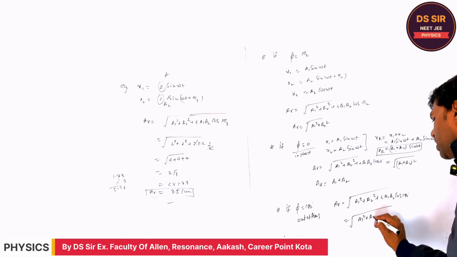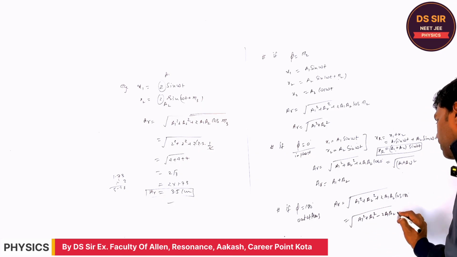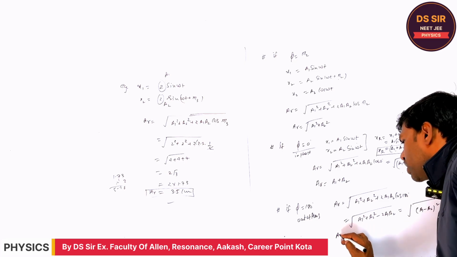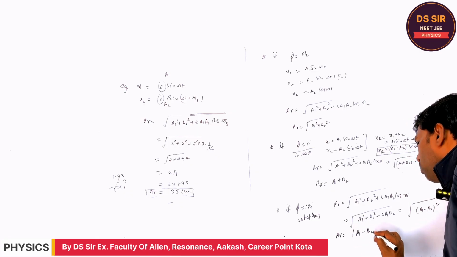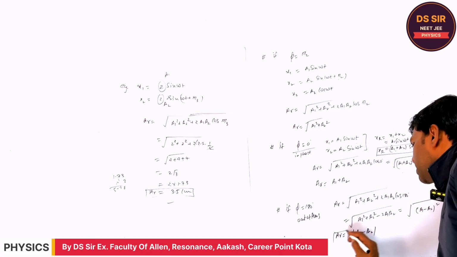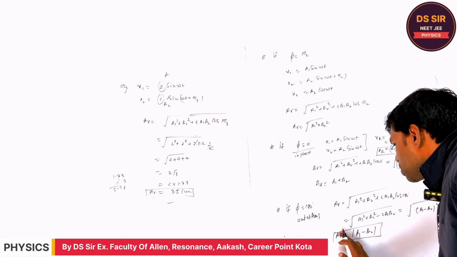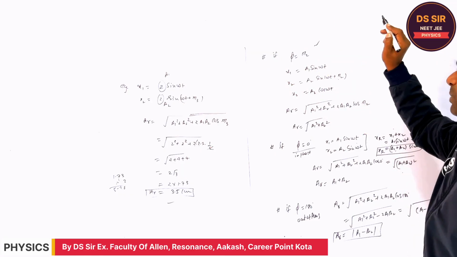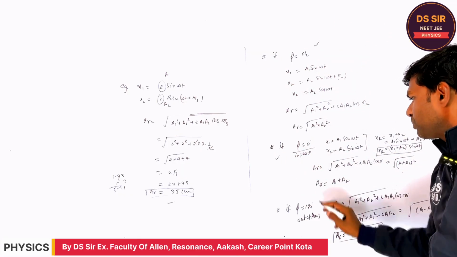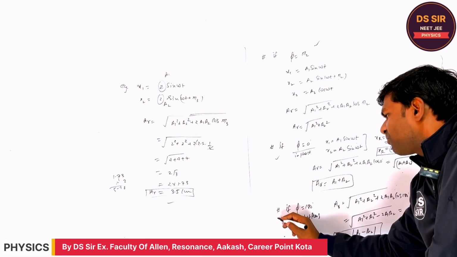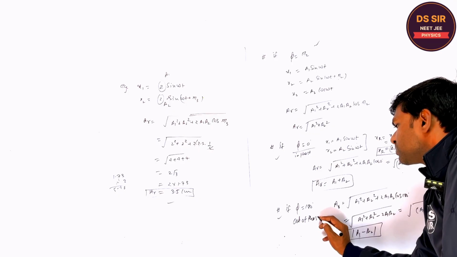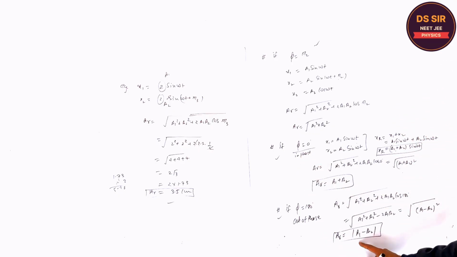So it may be written as a1 square plus a2 square minus 2a1 a2, right? It may be written as a1 minus a2 whole square. So the resultant amplitude you will write mod of a1 minus a2, right? So this is the resultant amplitude. If phi is pi by 2 or 0, they will add. If 180, out of phase, the resultant amplitude is mod of a1 minus a2.